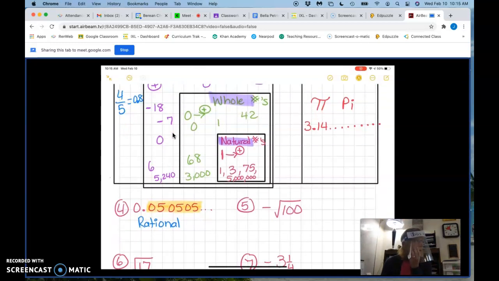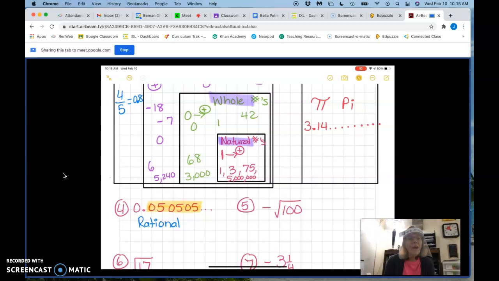Okay, Cameron? But isn't it irrational because it goes on? It's irrational if it doesn't have a pattern or repeat. But since this is 0505 and it has a pattern, it's rational. That's a little confusing, but the more examples we do, the better you'll get it.